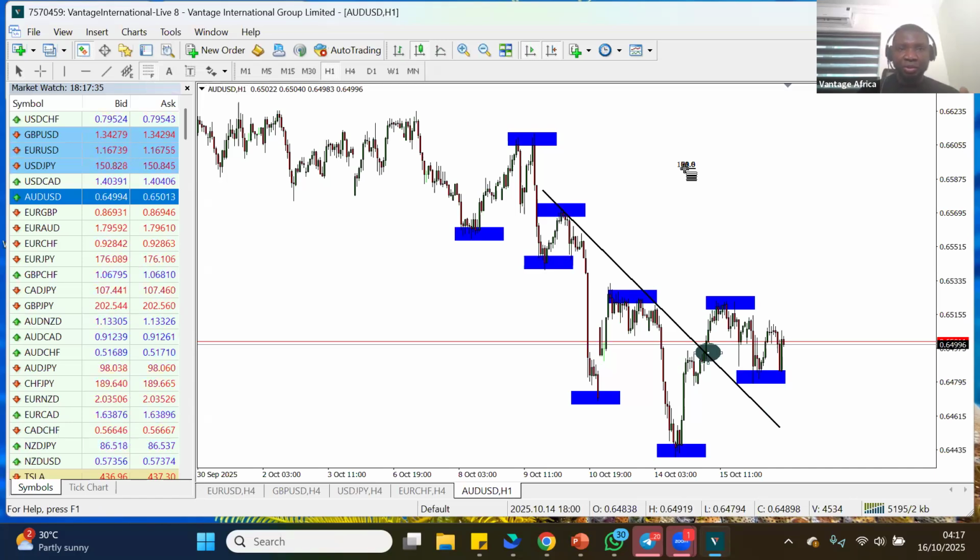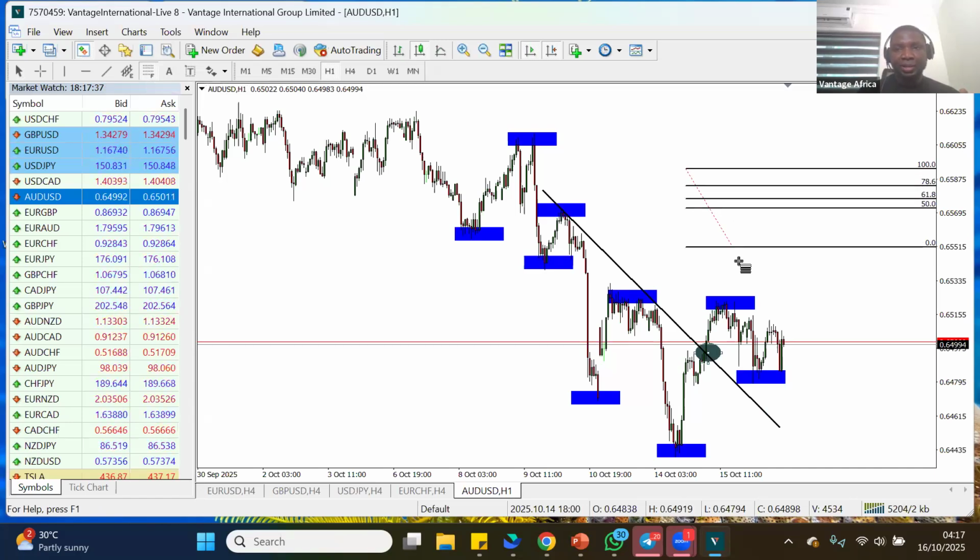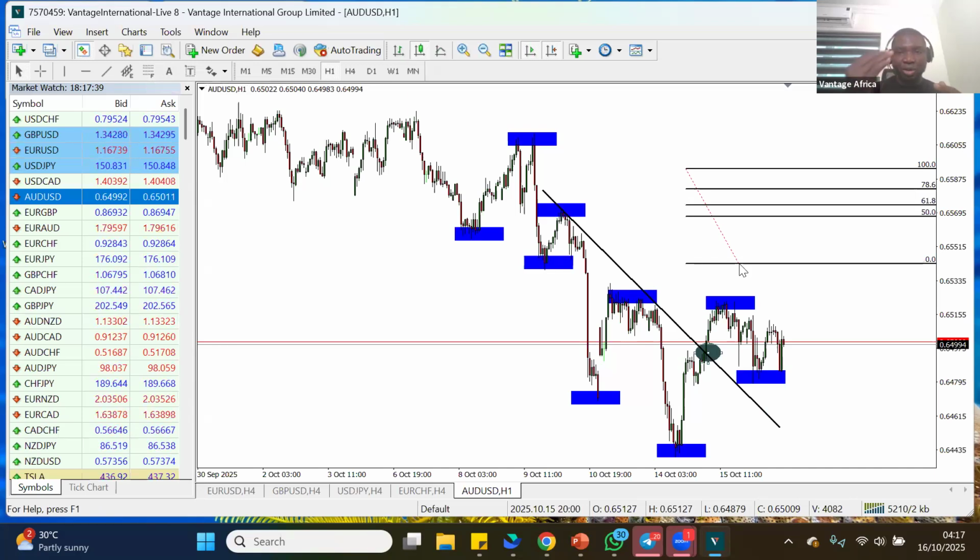When you click on the Fibonacci retracement tool, you click on the chart and then you drag. You either drag from top to bottom or from bottom to top. If you're looking to enter a sell trade, you drag from top to bottom, from a recent swing high to a swing low. That's when you are trying to enter for a sell trade.